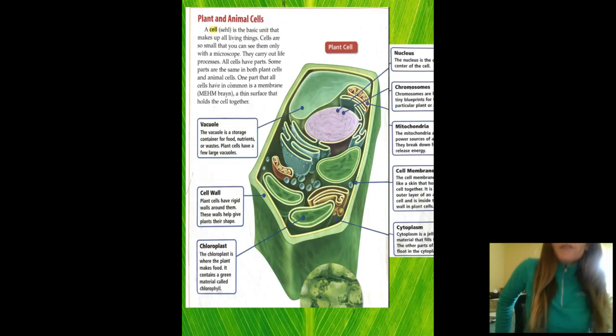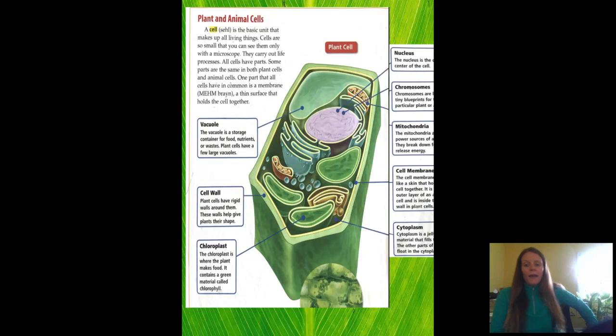Hi, boys and girls. This is Miss Gappa, and today we're going to be looking at different types of cells. We're going to be comparing and contrasting a plant and an animal cell. So let's take a look as if we were zooming in under a microscope.